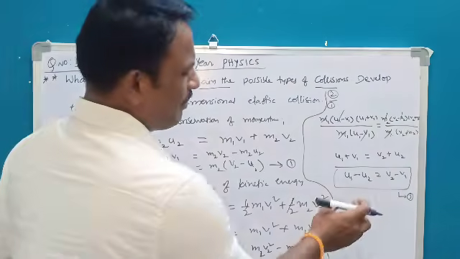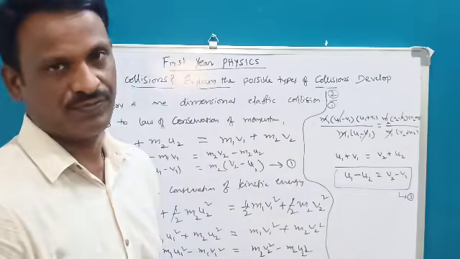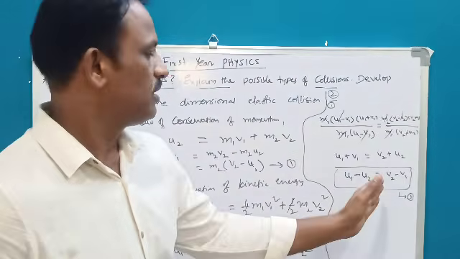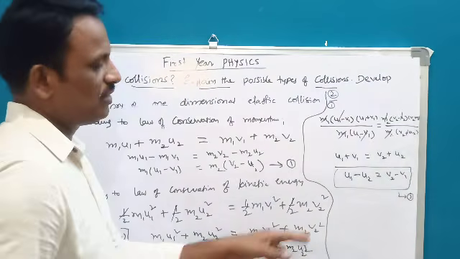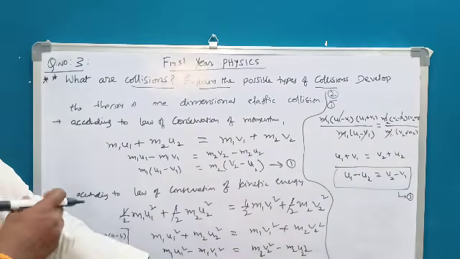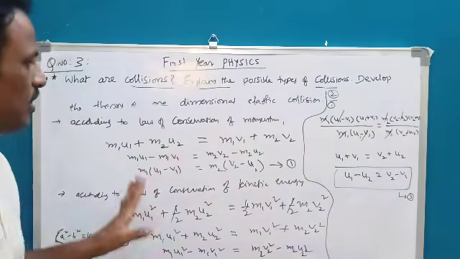So u1 minus u2 is the relative velocity of approach, which is equal to the relative velocity of separation. This one particular equation is very important to find out the v1 and v2 values.